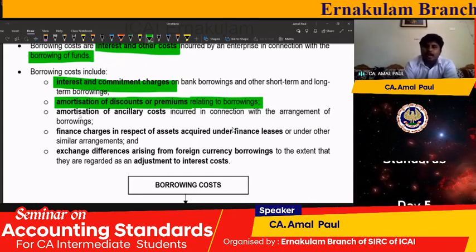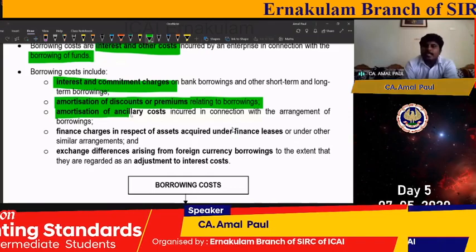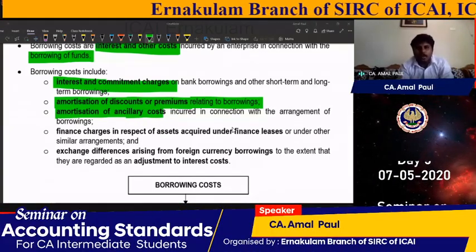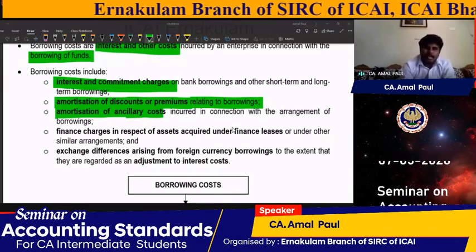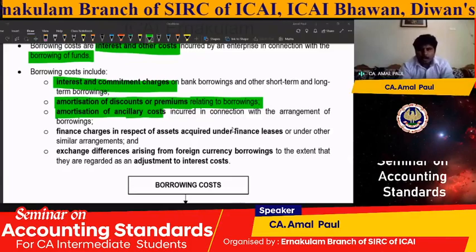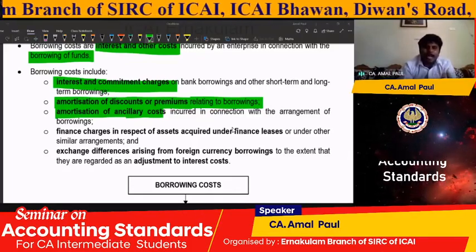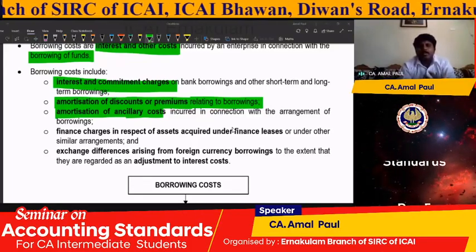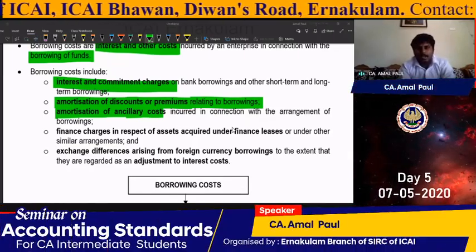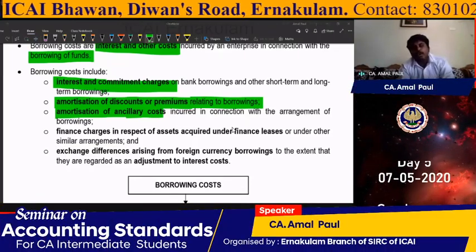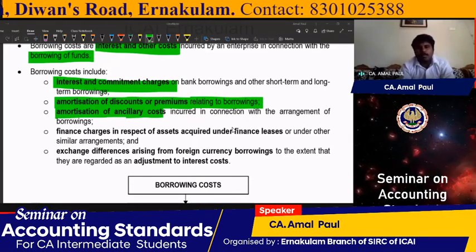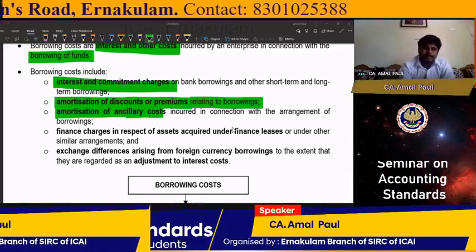Then the third component is amortization of ancillary costs incurred in relation to borrowing. For example, you are taking a loan, and the loan amount is 1 crore. Sometimes the bank may charge processing charges. This is an ancillary cost in relation to that borrowing. All those types of costs will also form part of your borrowing cost.